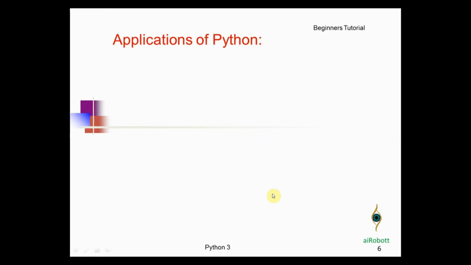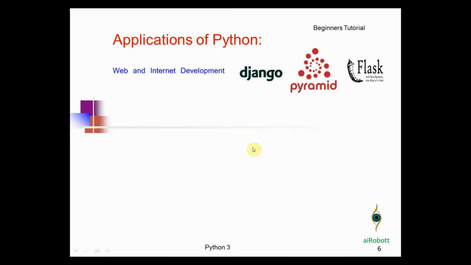Let's see the applications of Python. Python is used extensively in web and internet development as a backend tool at the server side, with frameworks like Django, Pyramid, Flask, etc. Using these frameworks, web development is done in Mozilla Firefox, Reddit, Instagram, etc.